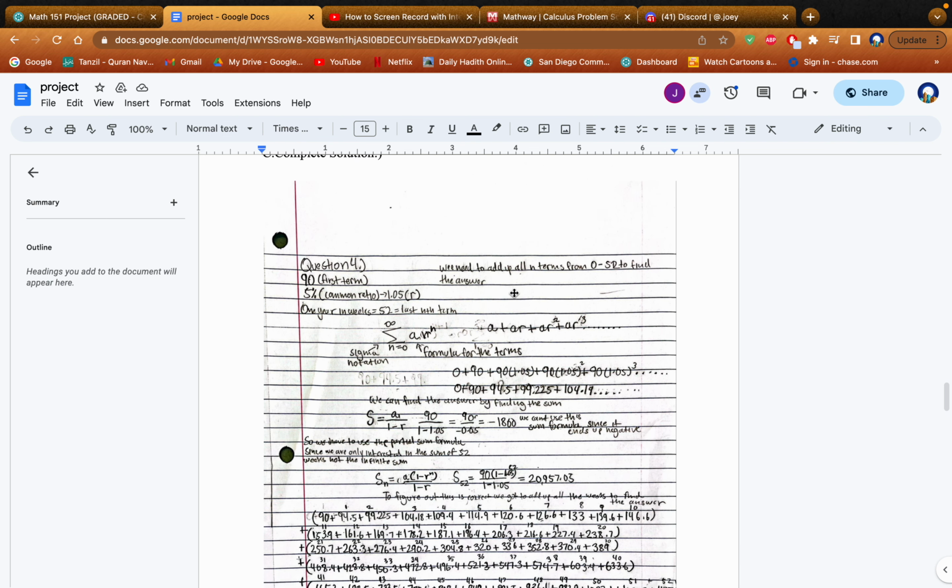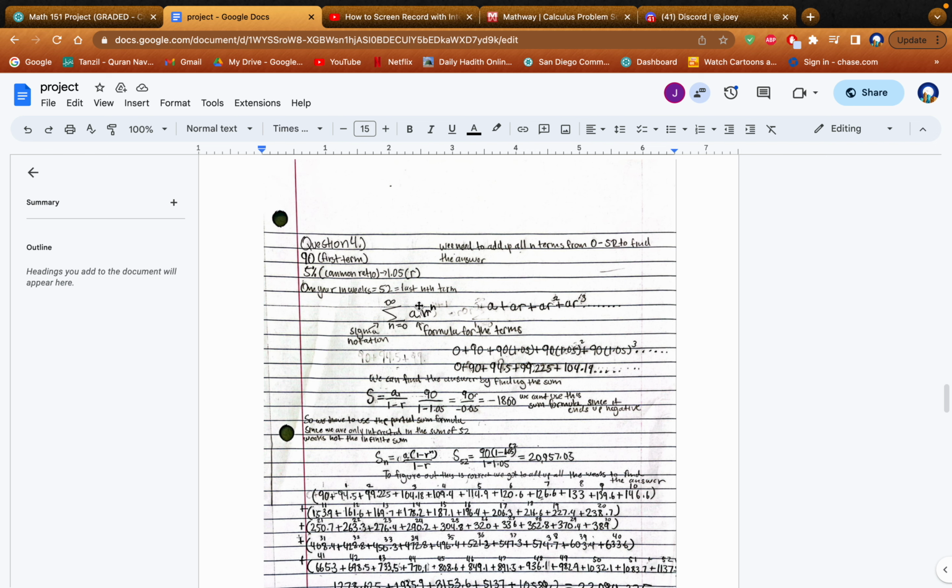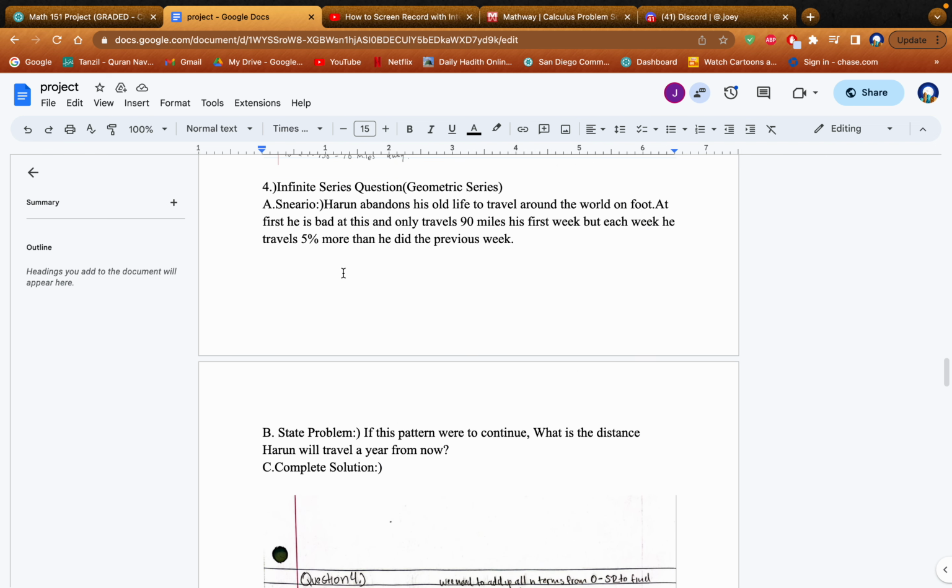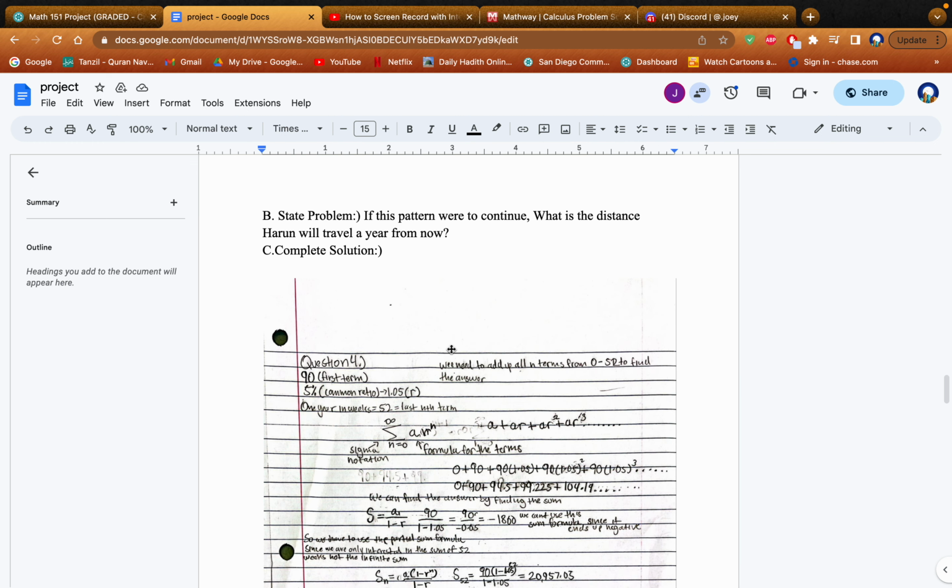Alright, let's see what we have here. First, we have to identify what we have. We know that 90 is our first term, because it's the first week, and our common ratio, or r, is 5%. Or we could just convert it into 1.05. That will also work, because we can't really multiply by 5%. This will just make it easier.